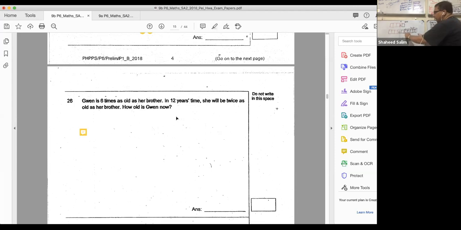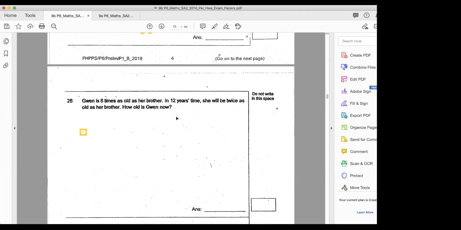You see, can you see now? Gwen will be 2 times. 2 times, the difference is only one unit. So whatever the balance, the difference between the brother and Gwen becomes one unit. So one unit is 1, 2, 3, 4, 5. So 2 units must be 10. So at first you got 6, you plus another 4. Right? 1 unit is 5. Gwen, there's 6 units.